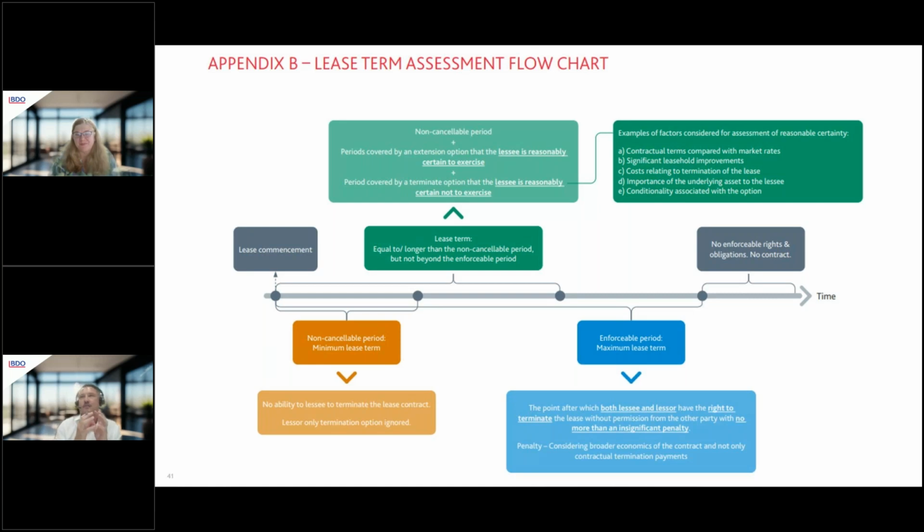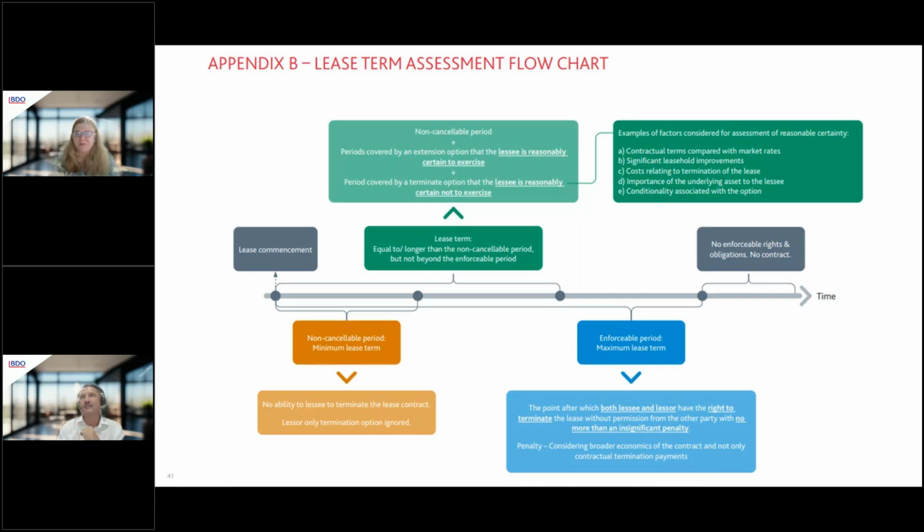It basically talks about from your lease commencement, which also would be the date you capitalize your lease, which also would be the date that you start to depreciate your lease. You then work out your lease term going into the future. Basically, it's made up of your non-cancelable period. This is the period where there's no ability that the lessee has to terminate the lease contract. It excludes the lessor-only termination options in that. So that's your first component.